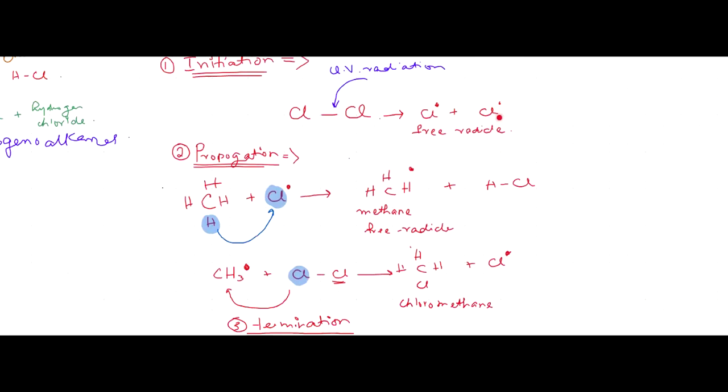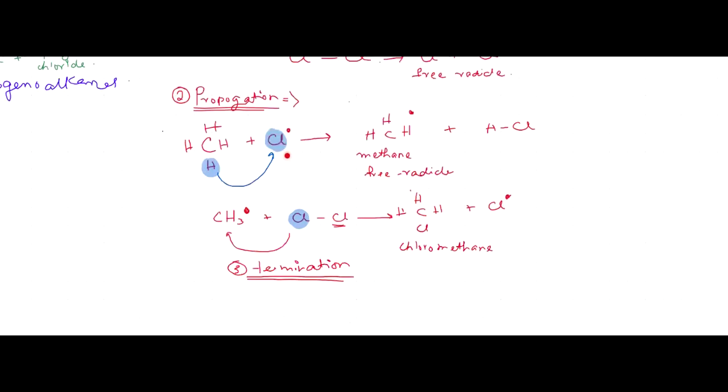But the point is that now we have a chlorine free radical. The free radical is highly reactive. Since it is highly reactive, it wants to make a chemical bond. So what it does is it attacks methane. You can literally use the term attack if you want to. It attacks methane and it basically snatches the hydrogen away from methane. It says, listen, I want to make a chemical bond. I want the hydrogen that you have.